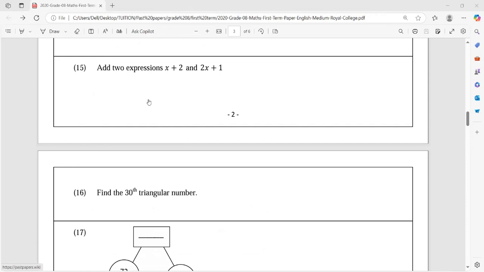On the 15th question, add the two expressions: x plus 2 plus 2x plus 1. We have to add this. That means x plus 2x is 3x. You can add these together, and 2 plus 1 is 3.